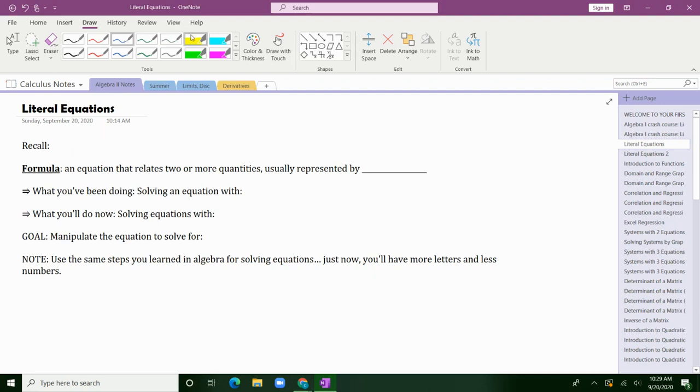So like the Pear Deck said, we talked about what a formula is, and a formula is just an equation. Remember, an equation is different than an expression because it has an equal sign, and it's going to relate two or more quantities, usually represented by variables. And a variable is just a letter that stands for an unknown value that usually you want to solve for.